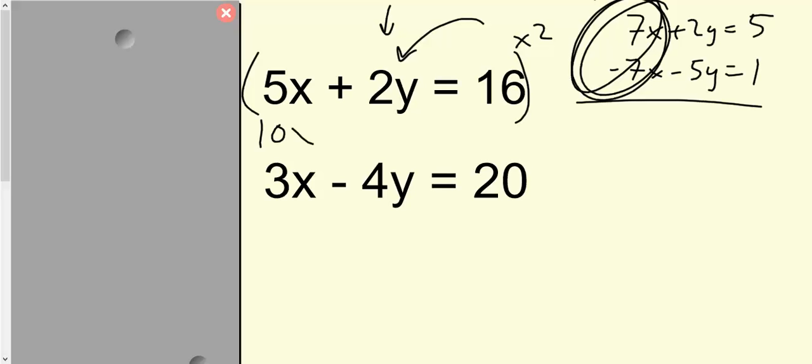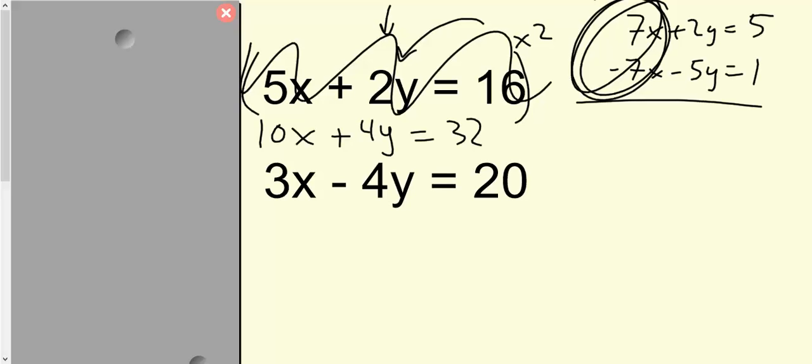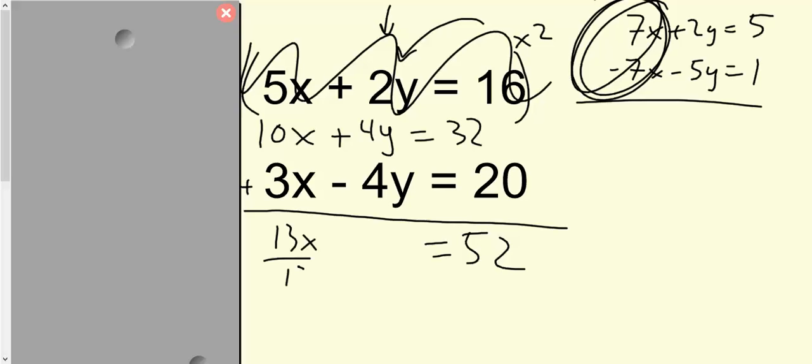So my new equation is 10x plus 4y equals 32. Make sure you multiply each number by 2. Now I don't need this equation anymore, so I just scribble it out. I'm going to add them together now. So 13x, the y's obviously give you 0, and that gives you 52 over here. Divide by 13, divide by 13, x equals 4. And as you can see, it's a very quick and smooth process to find your x value.